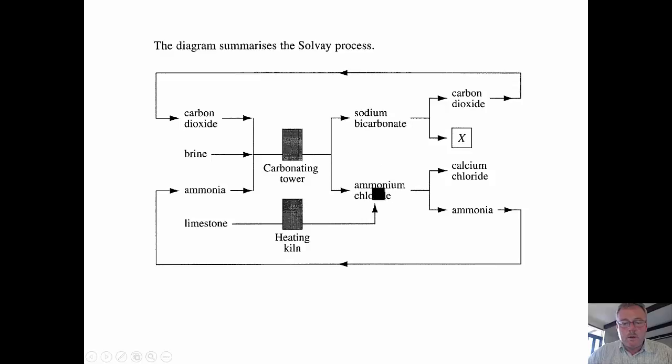The other one, ammonium chloride, has some useful parts in it, so it's sent through our heating system, and it is formed into calcium chloride and ammonia. So it's decomposed. The ammonia is then reused back up here, and part of this we have is calcium oxide, from our limestone, being entered in here to help form ammonium chloride.